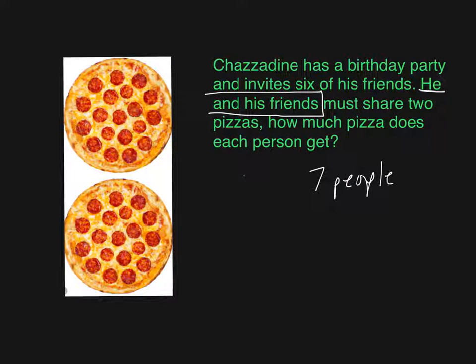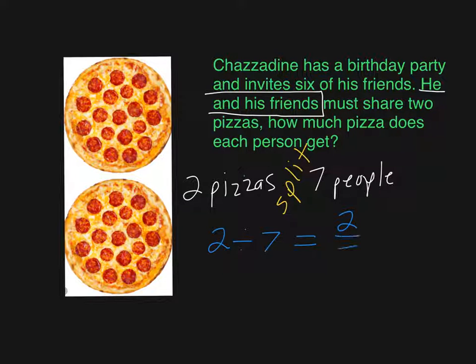And then pizza, you can see by the picture and from the description, there are 2 pizzas that we will be splitting for 7 people. Now there's a reason why I wrote it like that, because that is our division problem. We are going to take 2 pizzas and divide it by 7 people, or 2 divided by 7. Now something you may or may not know, 2 divided by 7 can also be written 2/7, which is going to be our answer for this question of how much pizza does each person get. Each person will get 2/7 of a pizza.